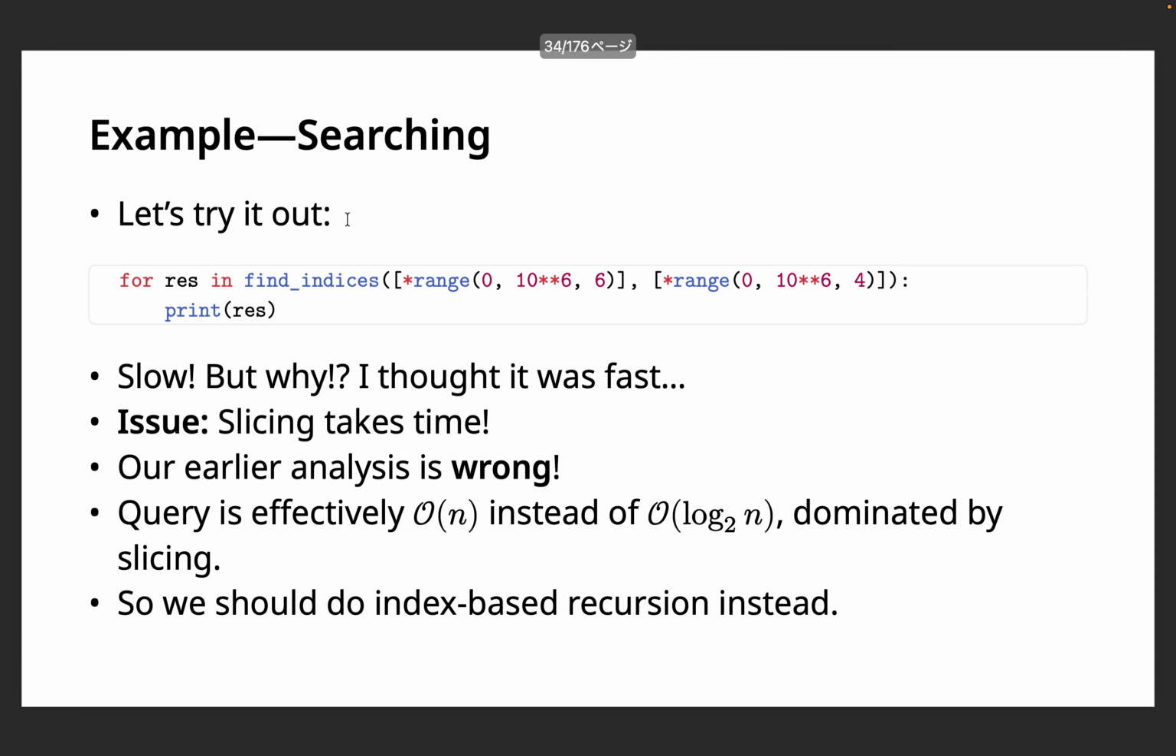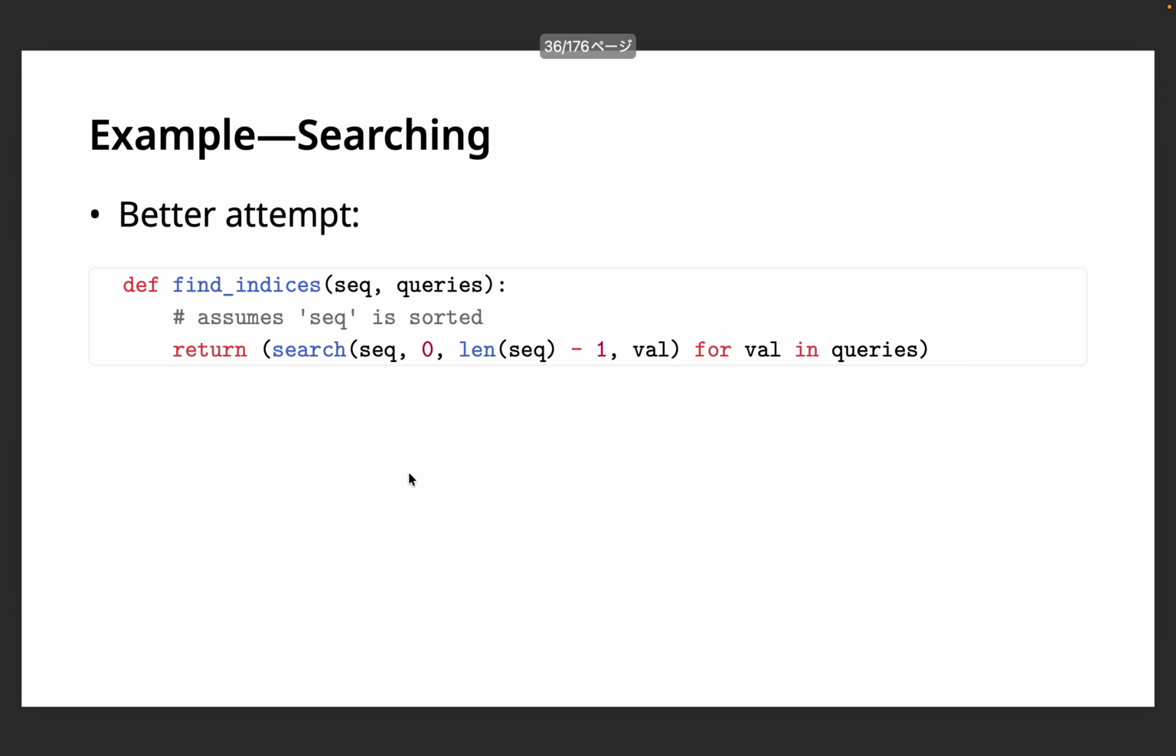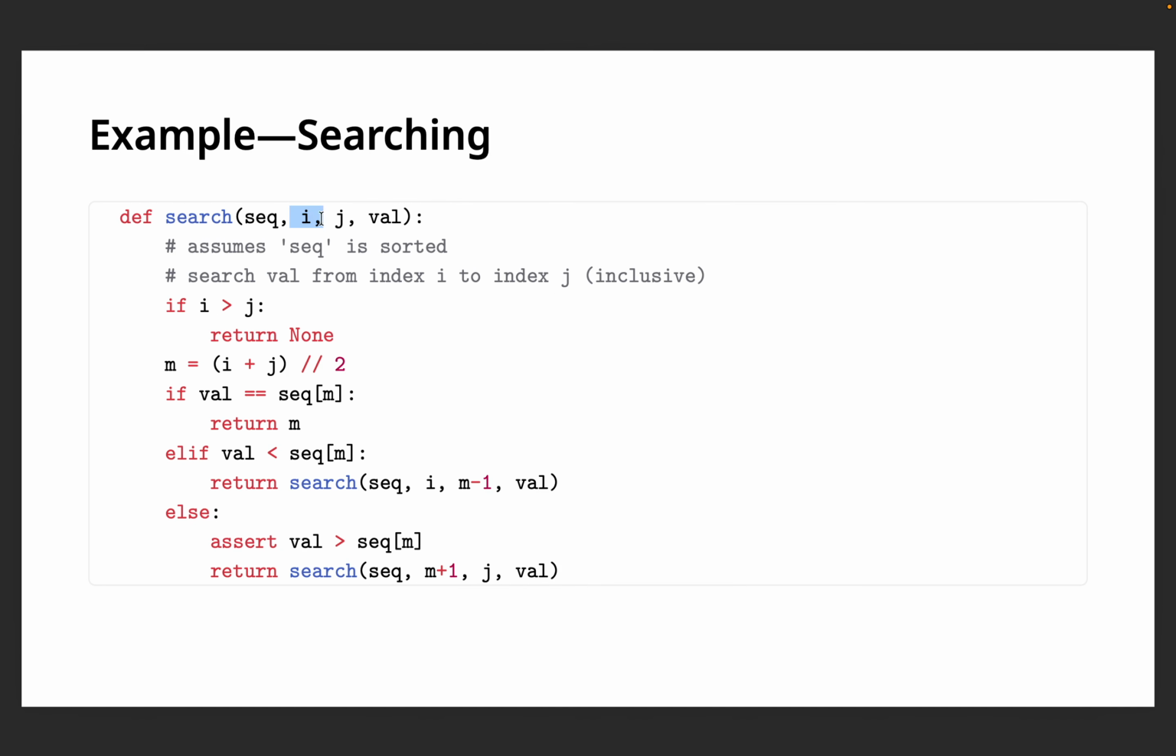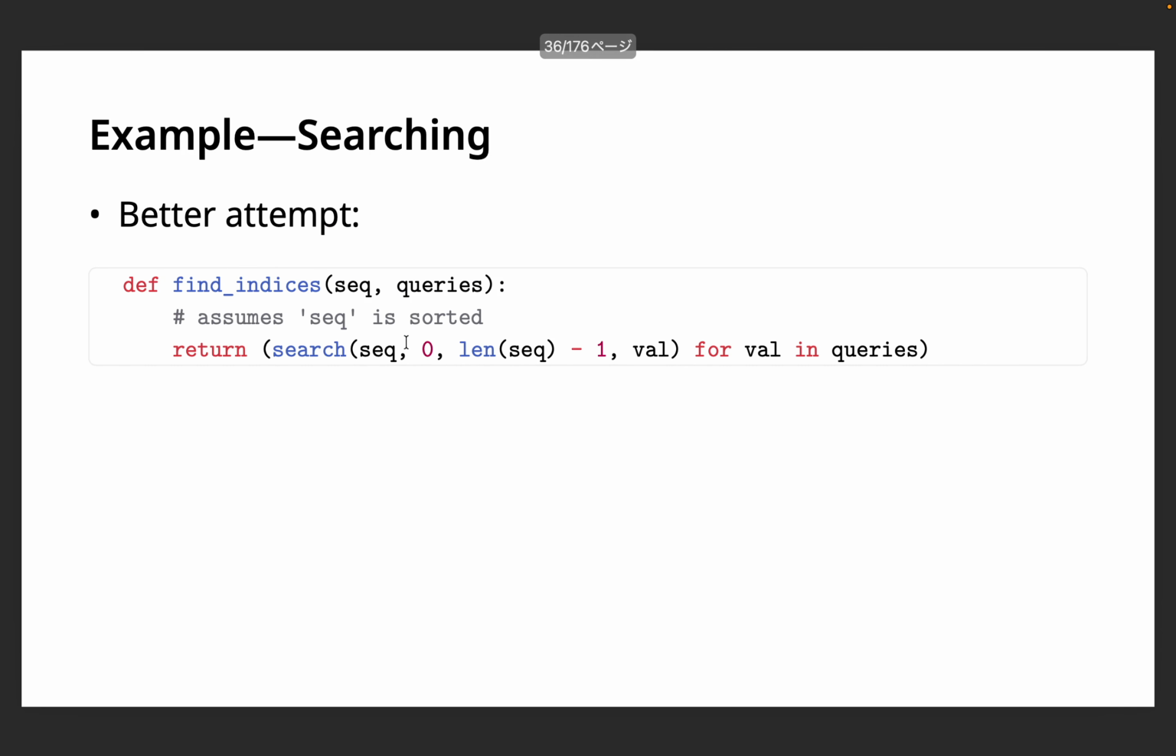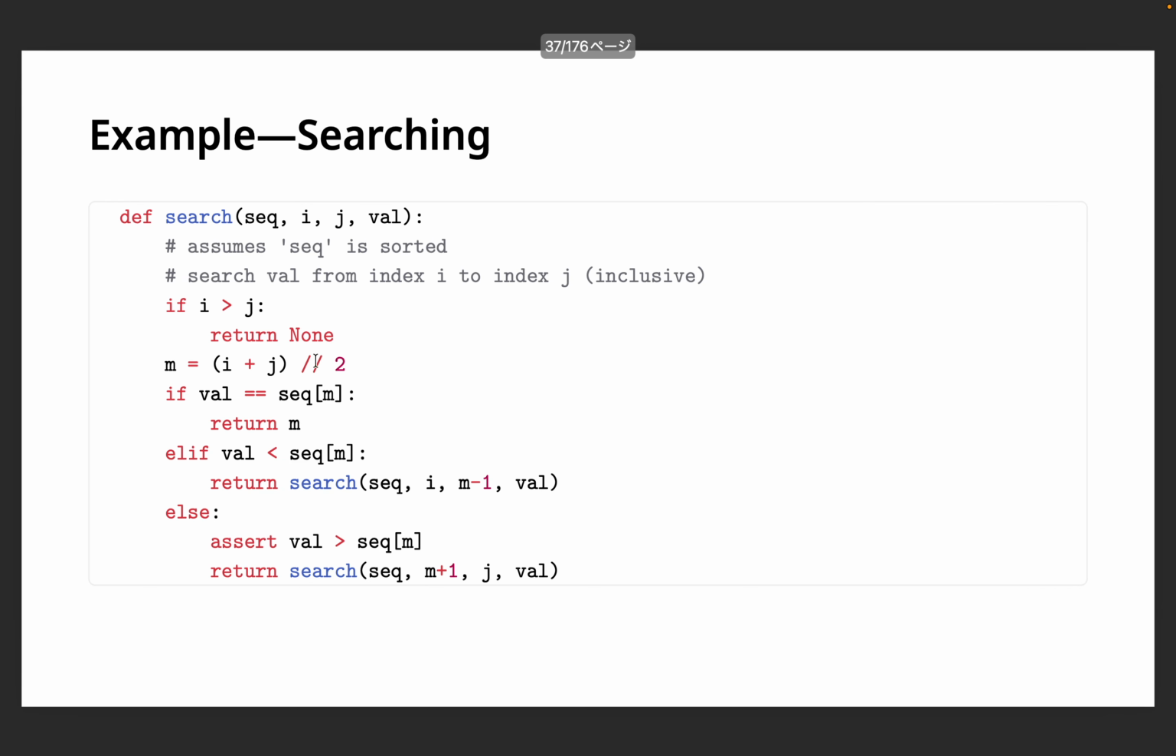So index-based recursion, what would that look like? Here, we have the same find indices function, but for our search function, aside from the sequence, we also have some other parameters over here. So value is the value we want to search for, and now we have some additional parameters. These are now the left and right ends of the part of the sequence that you're searching. So originally, you're searching through the entire sequence, and as you go through the middle element, that search space, or the range of indices that you're looking at, becomes smaller.